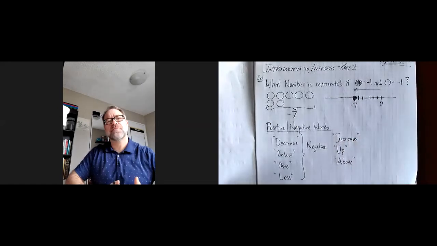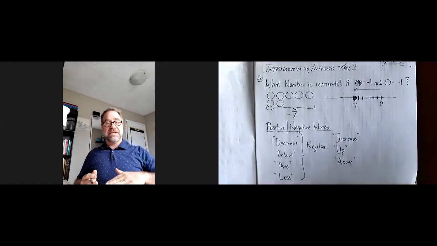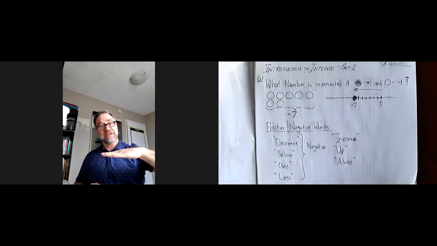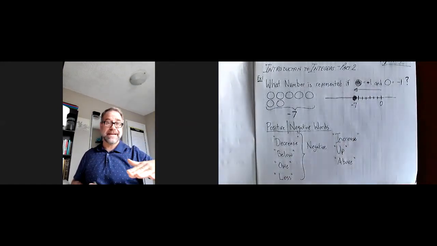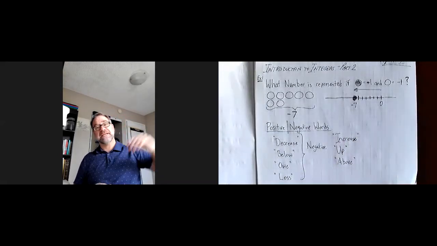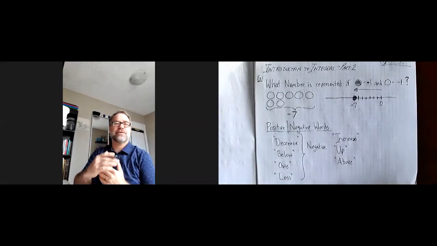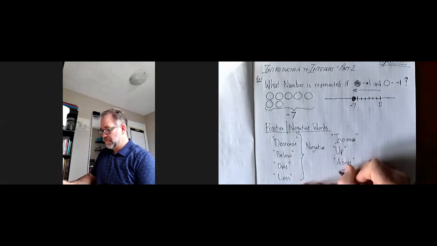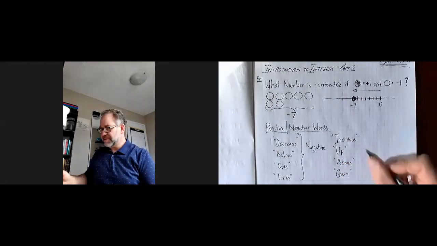Sometimes we do word problems. We talk about being above sea level. So sea level is 0. That would be the integer 0, where water meets the land is sea level. And then as you climb up mountains and as you ascend, you get further and further above sea level. So sometimes the word above is one of those words. Gain. So these are examples of positive words.